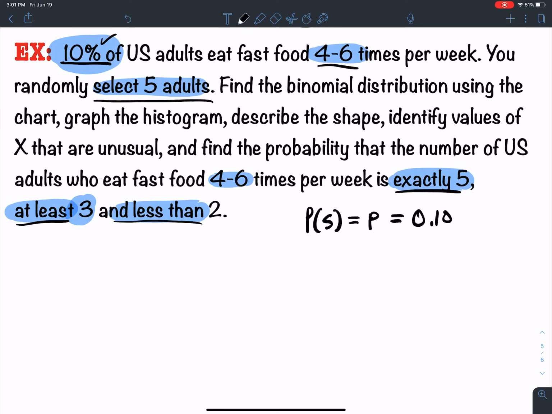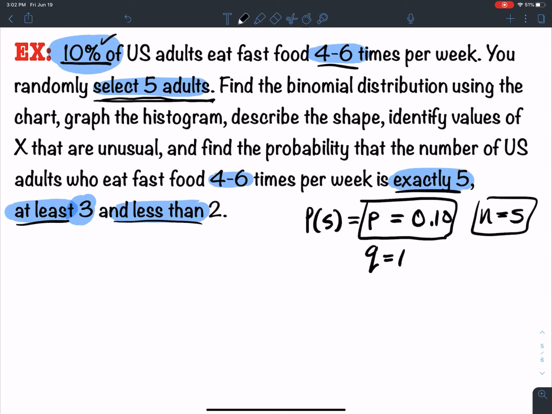You randomly select 5 adults. So that's either N or Q. Well, guess what? N is how many we select, right? That's the total number of trials. We go out, we ask 5 people. So N is equal to 5. P is equal to 10%. Q is 1 minus P, which is 1 minus 0.1, which is 90%. So Q is 90%. Okay? So we've got our N, P, Q.